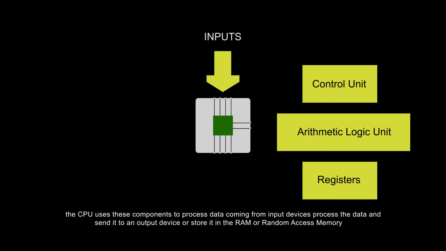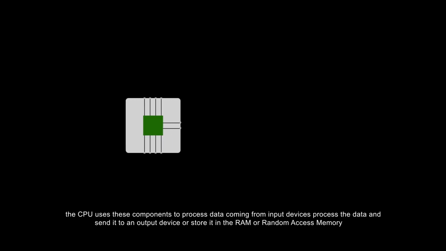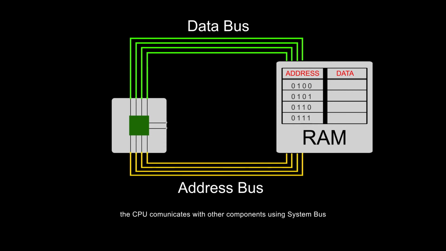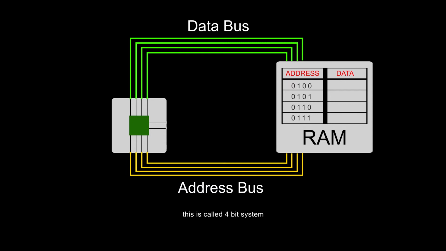The CPU uses these components to process data coming from input devices and send it to an output device, or store it in the RAM, or random access memory. The CPU communicates with other components using the system bus. Our data bus consists of 4 wires, which means we can transfer 4 bits of data at 1 clock cycle, and our CPU can address up to 16 memory locations.